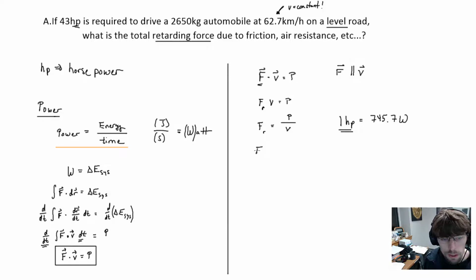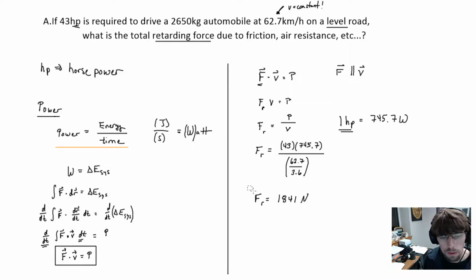Well, let's go ahead and substitute in our numbers since there's nothing more to do here. So we have 43 horsepower, and we have to multiply by our 745.7. That's just a unit conversion to get it into the appropriate SI unit. Here we have 62.7, and that's in kilometers per hour. So to get into meters per second, we end up dividing by this factor of 3.6. So surely you have paused the video by now and you have run the numbers. I got something like 1841 newtons.